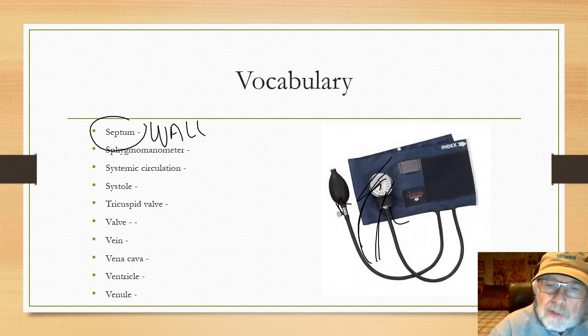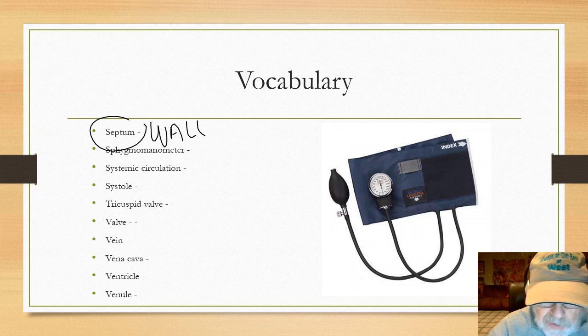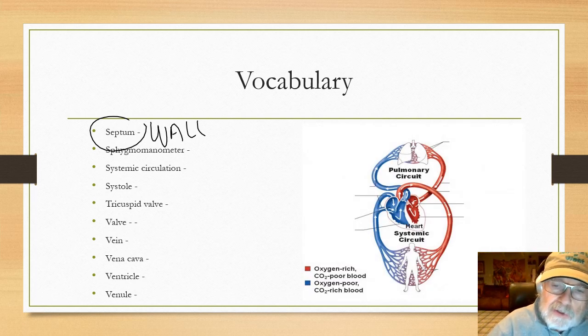Sphygmomanometer. Sphygmomanometer is basically that device that we use to take a blood pressure. Okay, and there's all kinds of different things. This is the older type. You very rarely will see this at this point. Most of them are digital and all kinds of stuff. So a sphygmomanometer is basically a device that will measure my blood pressure: the systolic pressure, which is my pumping pressure, and my diastolic pressure, or relaxation pressure, which is the filling pressure.